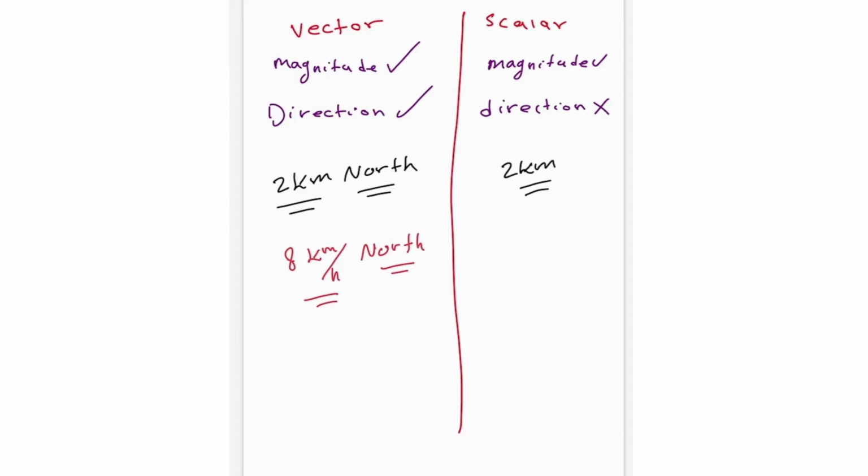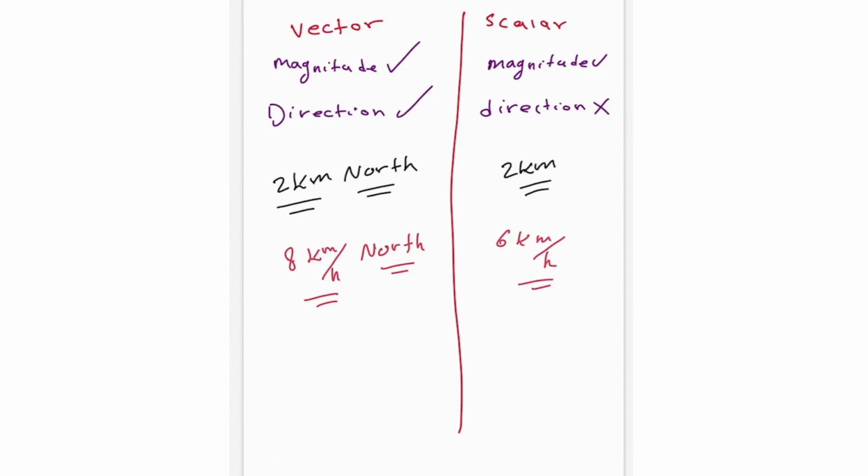What about speed? With speed, we only care about how fast something is moving. We don't care about the direction. So for example, when I say I ran 6 kilometers per hour, I'm only giving you a magnitude. I am not giving a direction. So speed is a scalar.